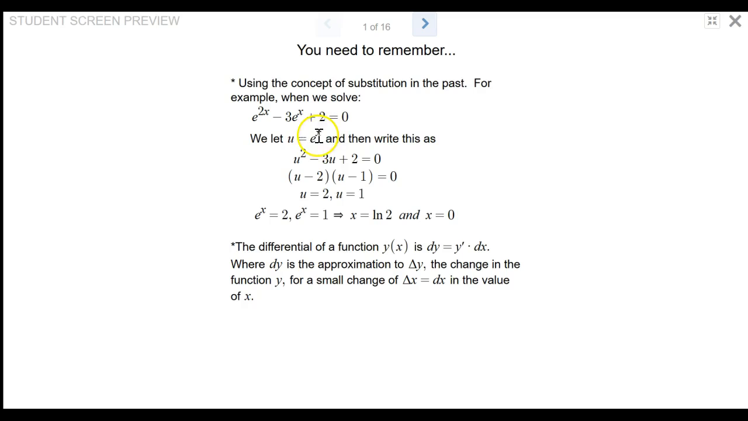You could say let u equal e to the x. Then you can rewrite this in terms of u. It's a quadratic in terms of u, and you can solve it because you know how to solve a quadratic equation. Then you make your substitutions back, so you replace u with e to the x in your solutions, and then you solve for x. So that's the type of thing we're going to be doing here. But it's a little more complicated because integration is a little more complicated than solving an equation from algebra. We're also going to refer back to the differential.